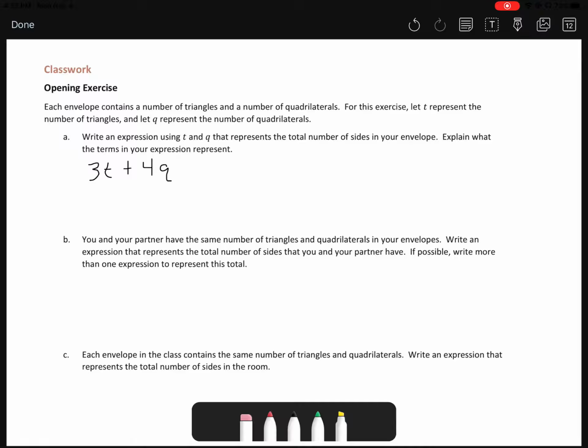B. You and your partner have the same number of triangles and quadrilaterals in your envelope. Write an expression that represents the total number of sides that you and your partner have. And if possible, write more than one expression to represent this total.